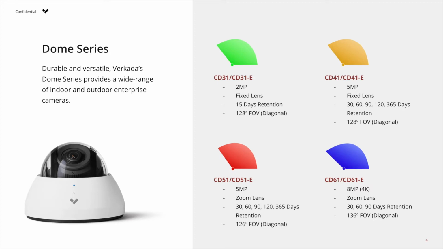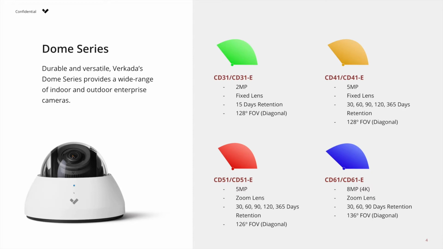So next, we look at the CD41. We upgrade from a 2 megapixel sensor to a 5 megapixel sensor here, giving you a more detailed image, as well as additional retention options of 30, 60, 90, 120, and even 365 days of onboard retention. The camera has a fixed lens, but every Verkada camera will give you digital zoom to expand that high resolution image. The CD41 and 31 also both include IR LEDs to give you true night vision, as do all Verkada cameras, so keep that in mind.